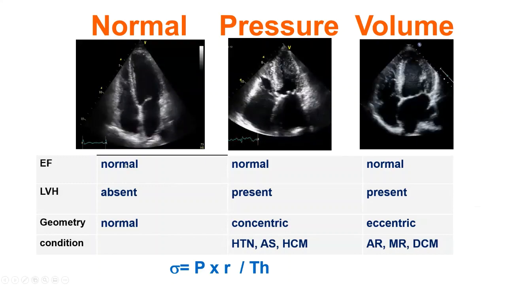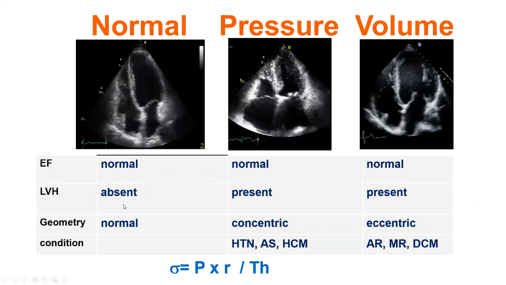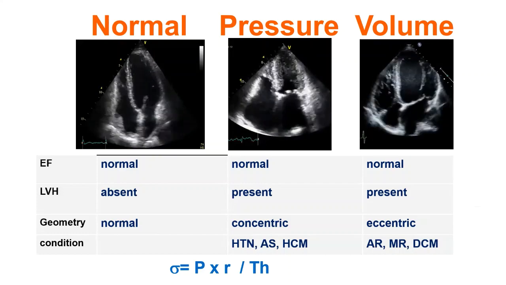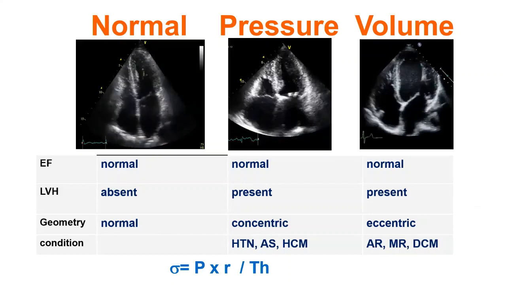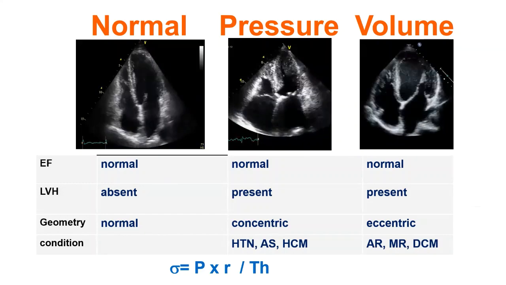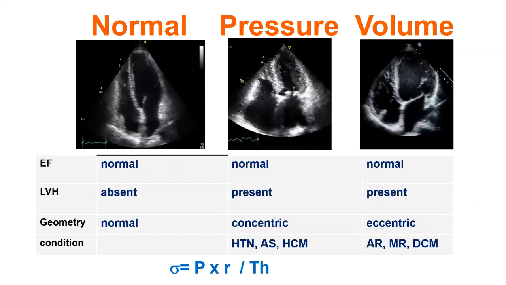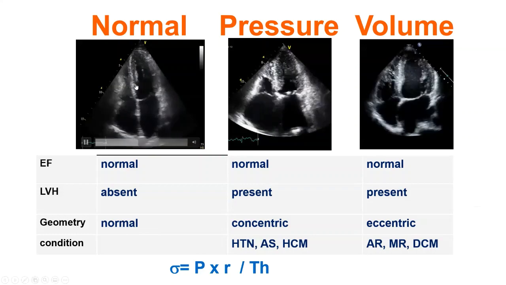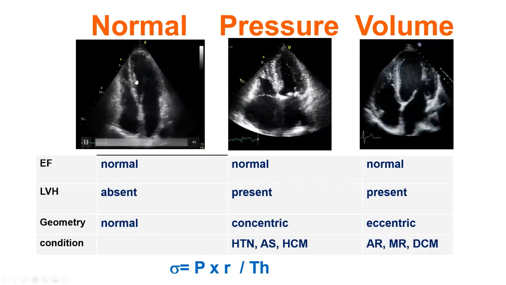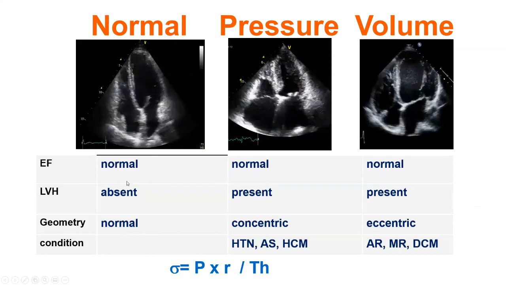So if we consider the normal ventricle has a normal ejection fraction, hypertrophy, which is left ventricular mass indexed to body surface area, if that value is normal, then hypertrophy is said to be absent. And the geometry, which is more or less the ratio of the thickness of the myocardium to the size of the chamber, is normal. This person is normal.